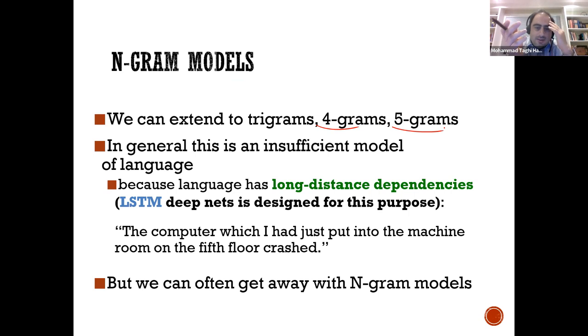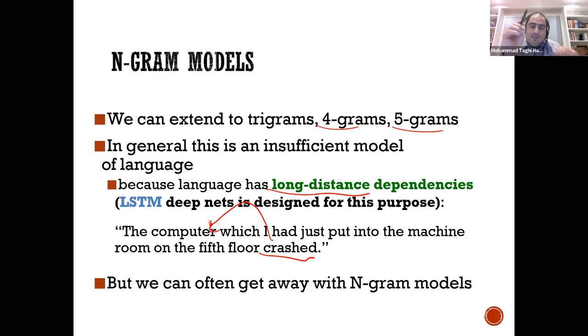This is the concept that when you consider languages, languages have long distance dependencies. What is the meaning of that? Here, we talk about the computer, which I had just put into the machine room on the fifth floor, crashed. When we talk about crashed, we are not talking about floor, fifth, day, or room. So if you consider 4-grams, 5-grams, etc., it doesn't mean anything. The crash actually goes to this computer.